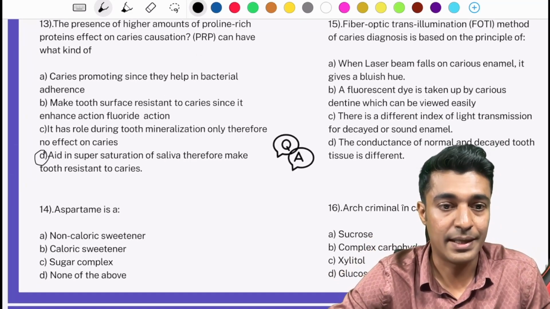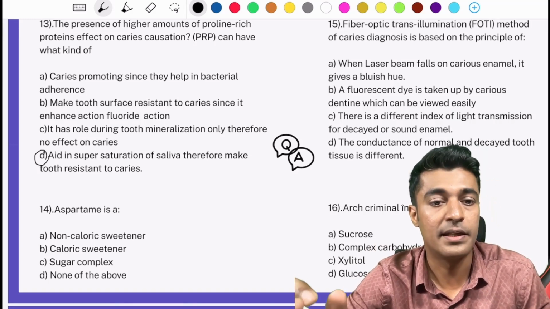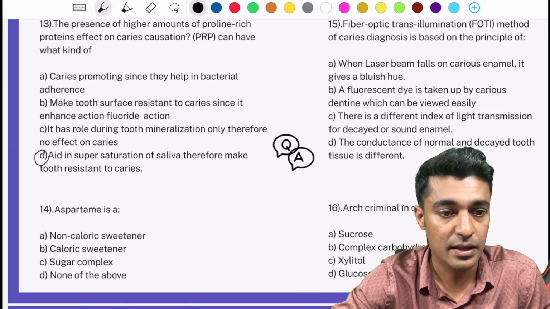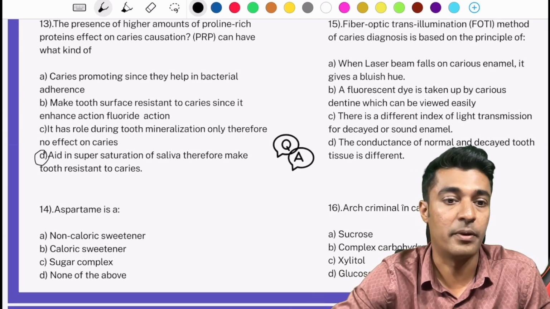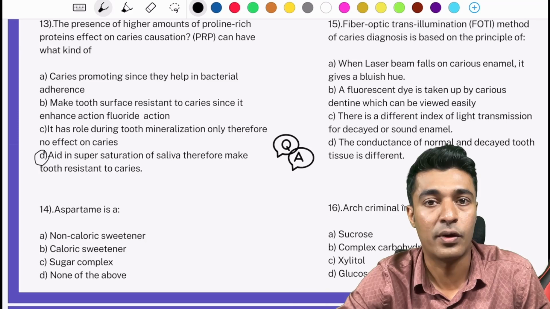For the next question, aspartame. Aspartame is a non-caloric sweetener, caloric sweetener, sugar complex, none of the above. Aspartame is a non-caloric sweetener.